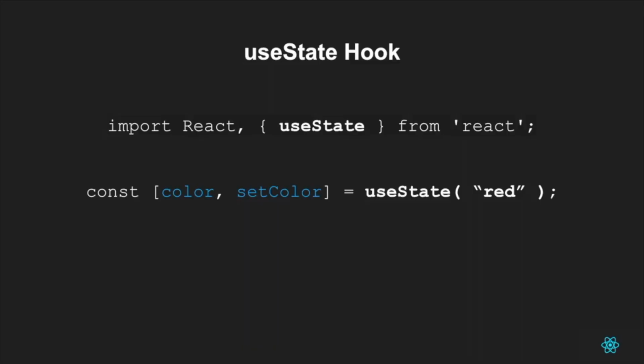Let's go back to the useState hook, sorry. And how do you implement that? You import useState from React, and finally you can use it. The useState will return a state variable and a function, setColor in this example, to update the state variable color. On the right-hand side, you see that it has one argument, the initial value. So the color is initially red.